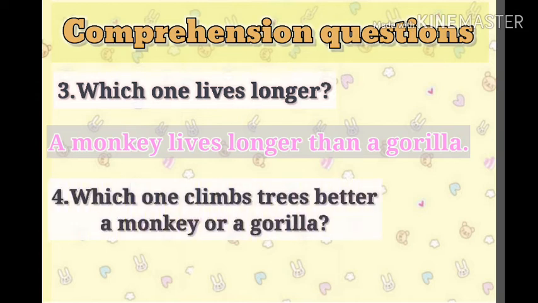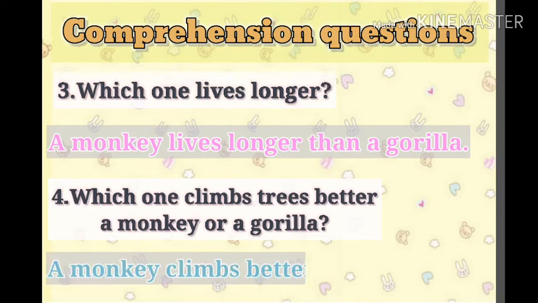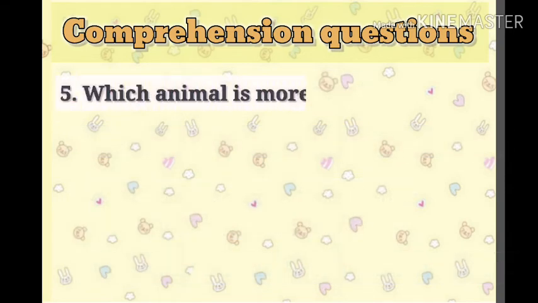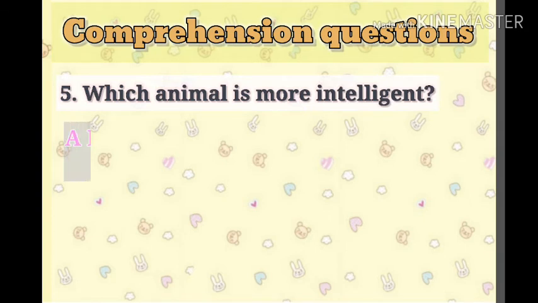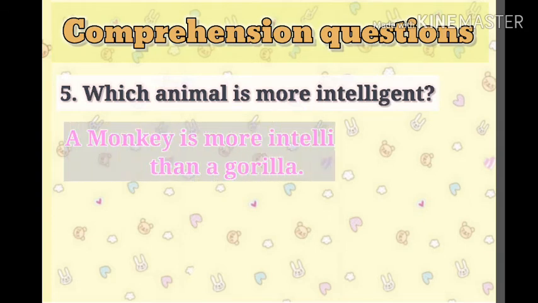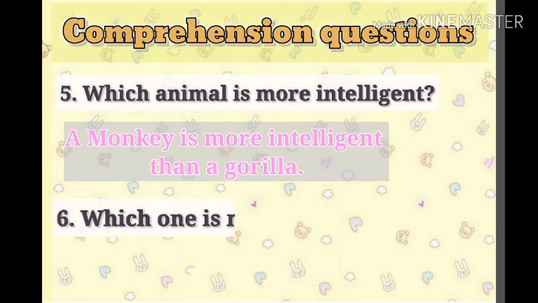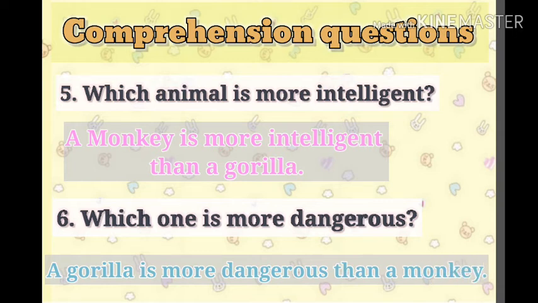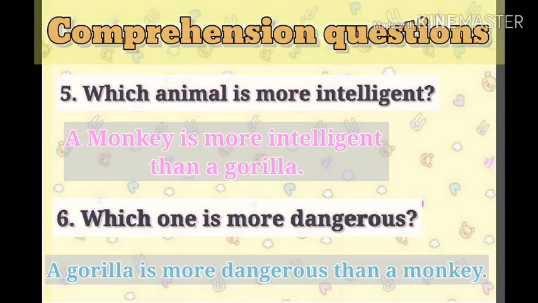4. Which one climbs trees better, a monkey or a gorilla? A monkey climbs better than a gorilla. 5. Which animal is more intelligent? A monkey is more intelligent than a gorilla. 6. Which one is more dangerous? Of course, a gorilla is more dangerous than a monkey. Great, well done.